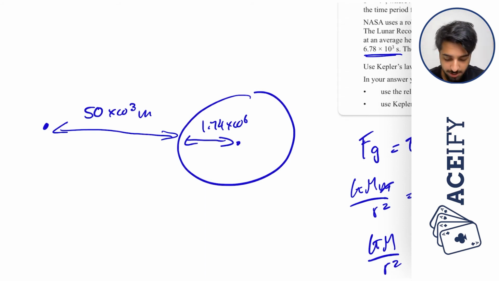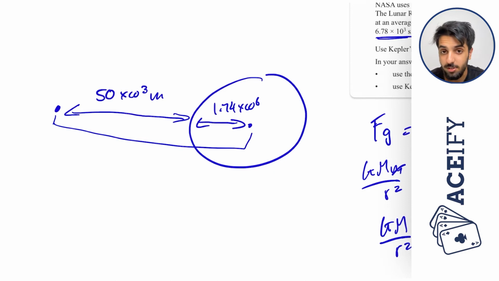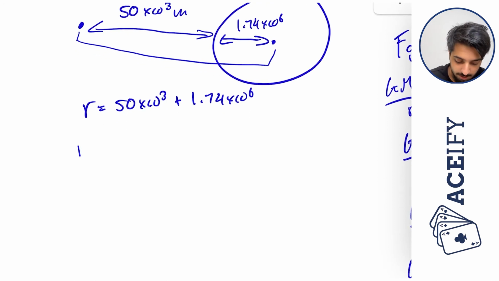As I said previously, this r is actually the distance from the center of mass of the satellite to the center of mass of the moon. So our r is equal to 50 times 10 to the 3 plus 1.74 times 10 to the 6, and that gives us a radius of 1.79 times 10 to the 6 meters.